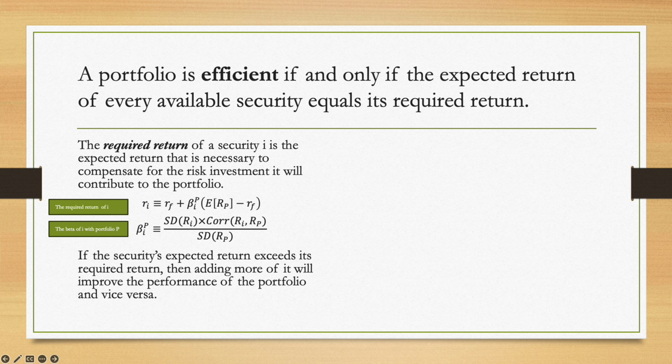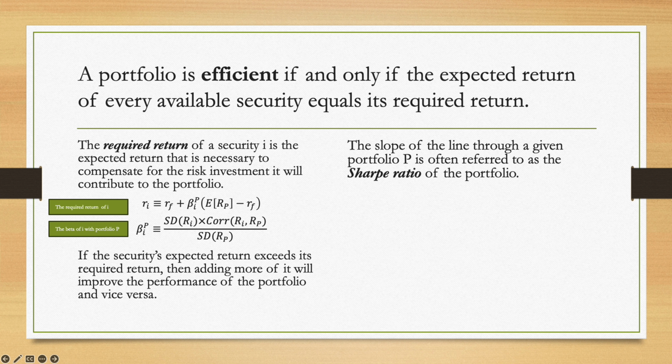If the security's expected return exceeds its required return, then adding more of it will improve the performance of the portfolio, and vice versa. The efficient portfolio reflects the equilibrium status when the expected return of every available security equals its required return. In other words, there is no way to increase the portfolio's expected return without increasing its risk. In the next slide, we will introduce the tangent portfolio and the efficient frontier.